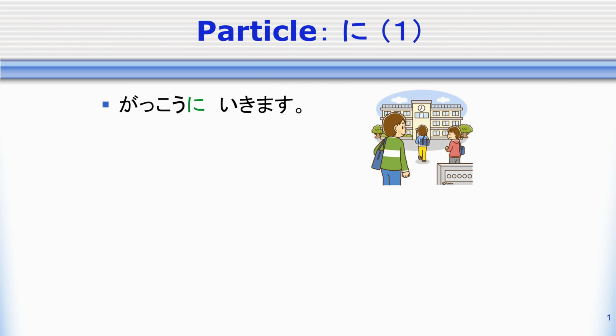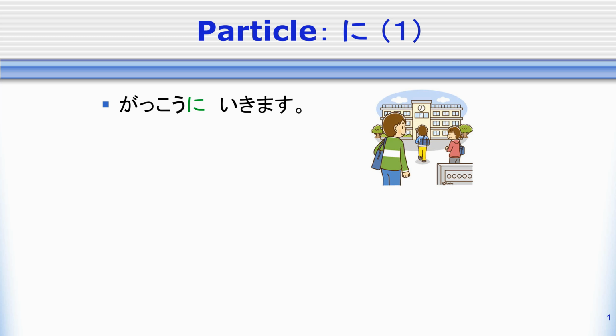では皆さん, in the previous video, we introduced the particle o, which we can use to talk about what we do the action to. So for example, if I eat sushi, I say like sushi o tabemasu. In this video, I want to talk about another particle that we are going to use, the particle ni.